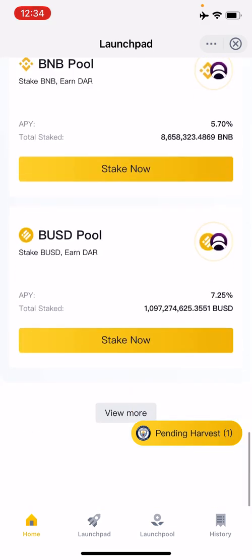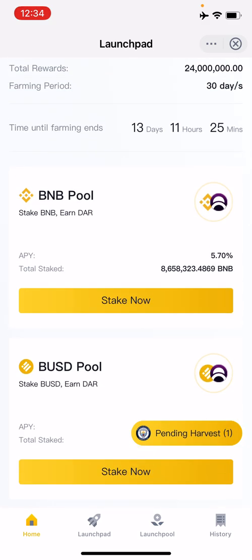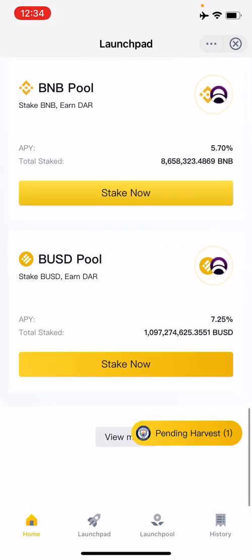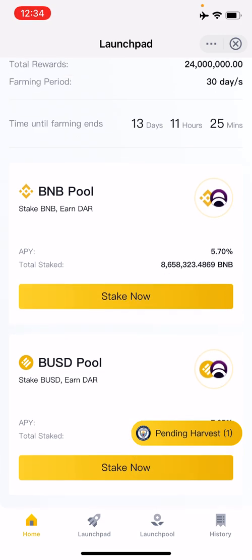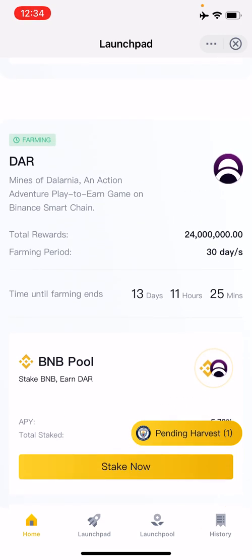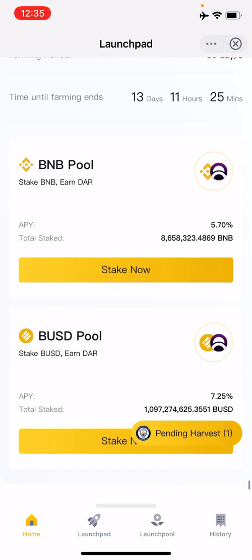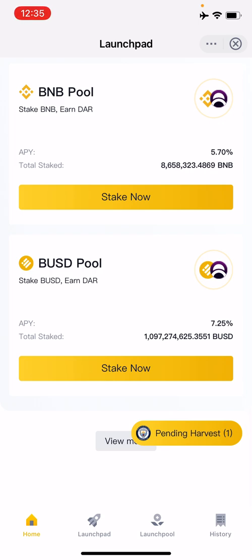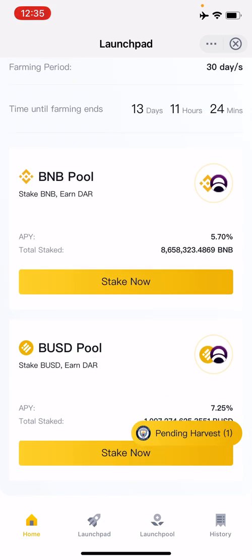So right now, these are some of the ongoing offers on the Launchpad. This is Mines of Dalaria, an action adventure play to earn game on Binance Smart Chain, and you can stake your BNB and BUSD to earn DA. I actually staked my BUSD and BNB in this pool to earn some DA when it launched.